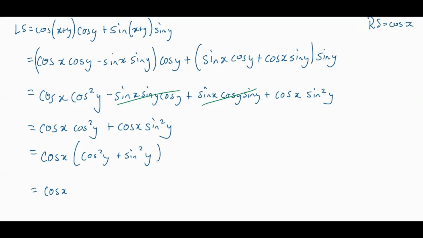Did you have a question? I think we probably could have, and then you would have got cos squared y minus cos squared y, and that would just equal one anyway. So it's really the same process. Yep, definitely. Any other questions? We good with this one?